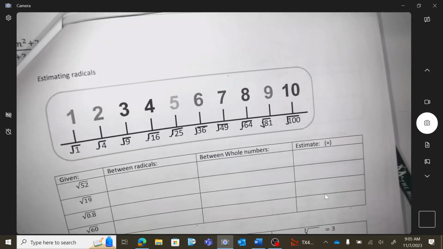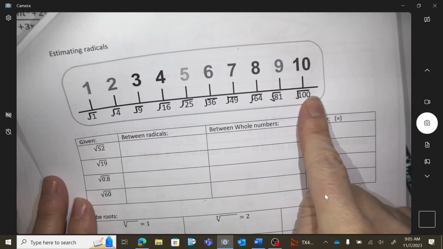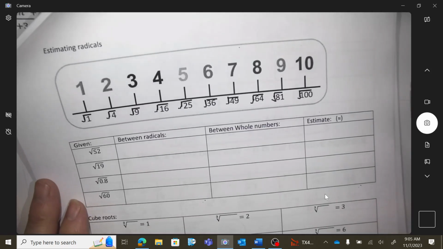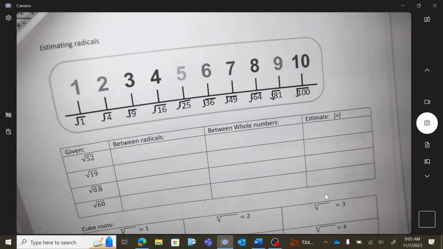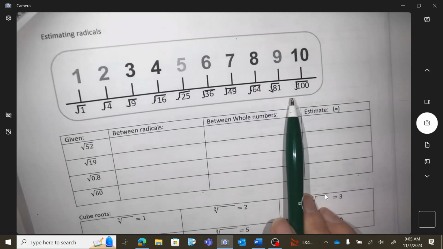Okay, so when you estimate radicals, it's important for you to have these special numbers memorized, your perfect squares: 1, 4, 9, 16, 25, 36, all that. Okay, you do not have a calculator when you do this. So, having these numbers, you got to have them all memorized.